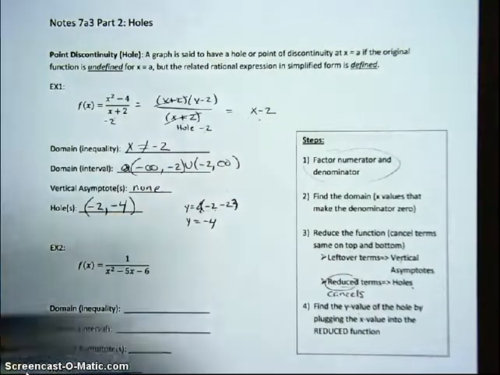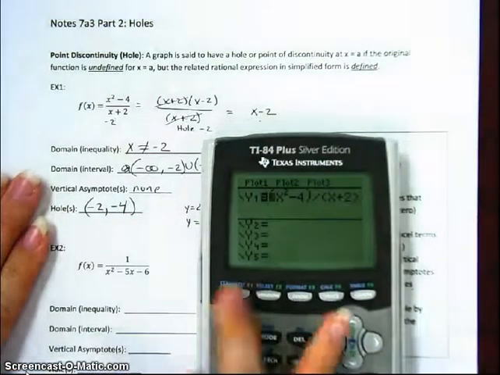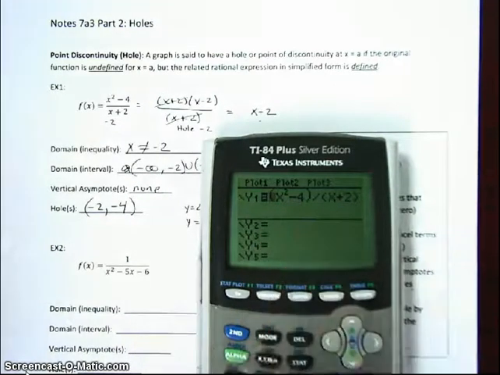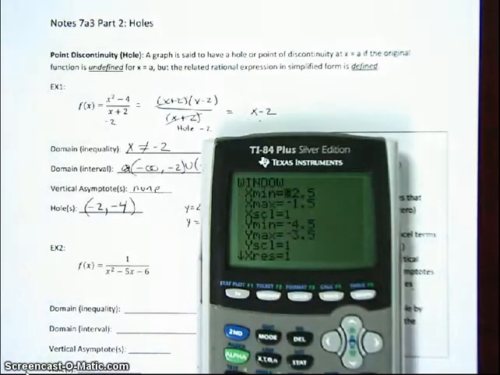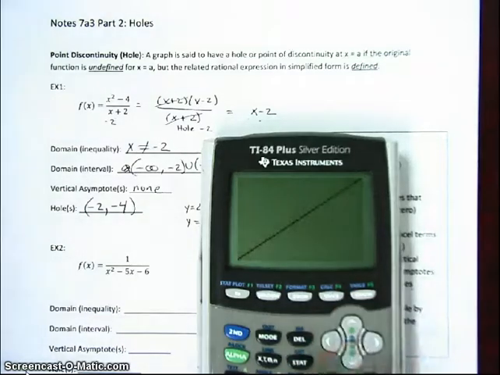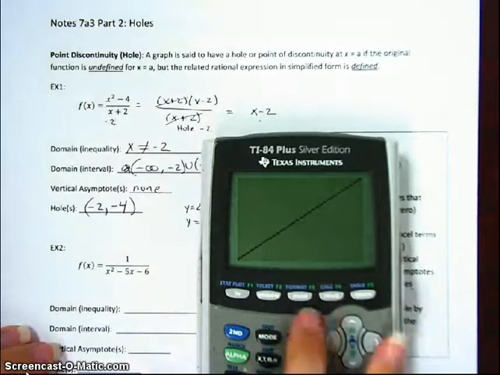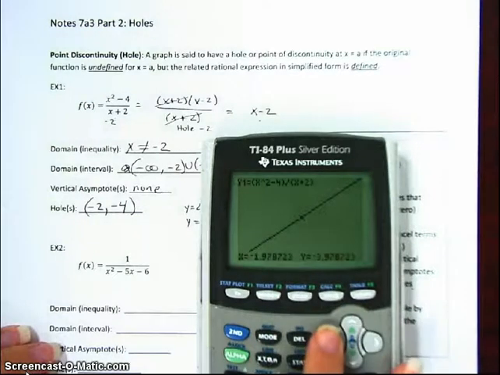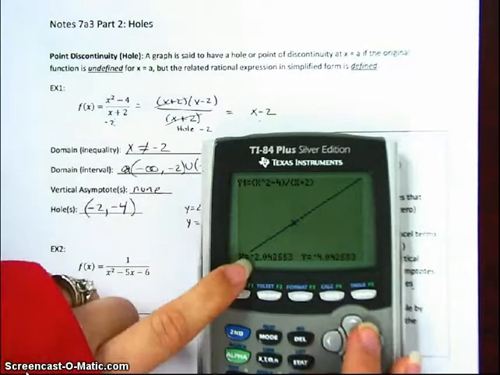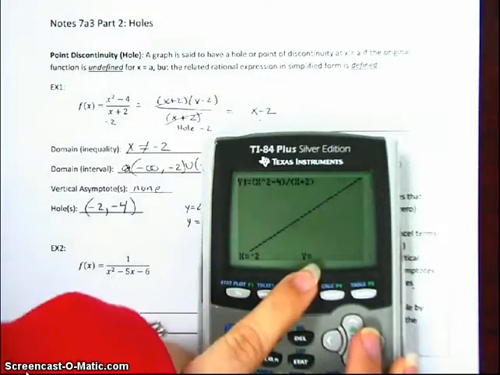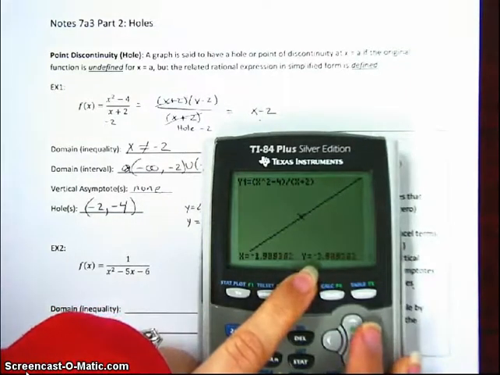Now, I went ahead and graphed this in my calculator. So I've got x squared minus 4 divided by x plus 2. I changed my window to be really zoomed in tight so that you could see the hole. So if you notice, right here, this is the point (-2, -4) if I turn the trace on. I'm at -2.0. When I get to -2, it's undefined. There's actually a hole in my graph, and then it picks back up.